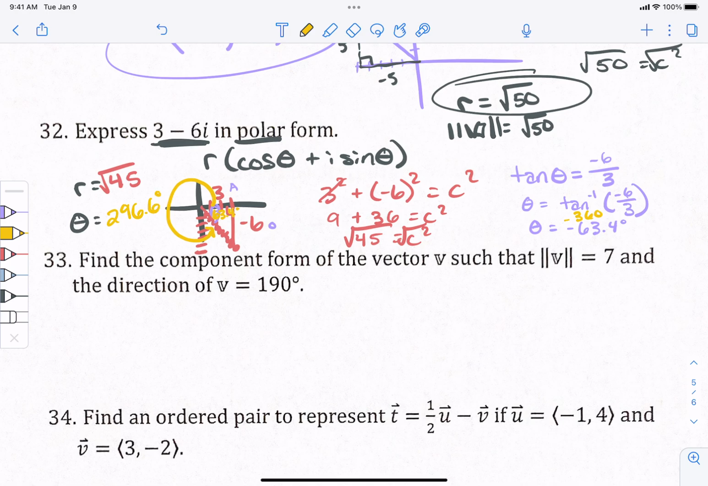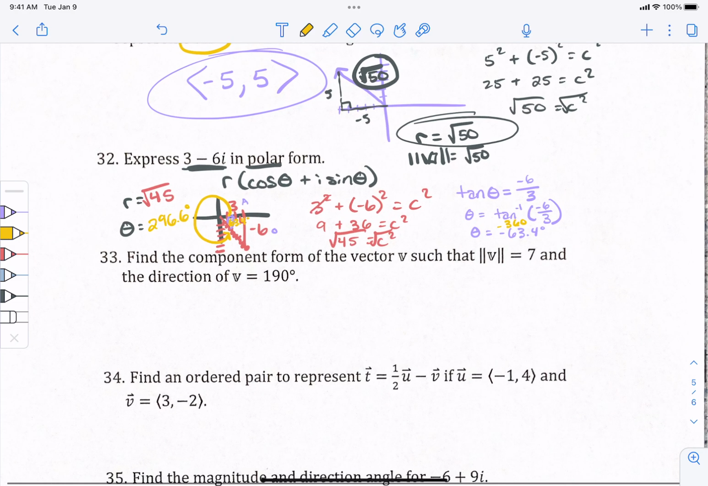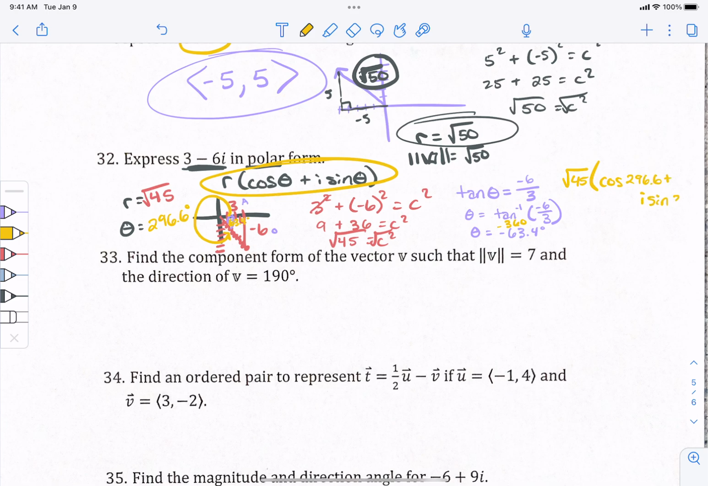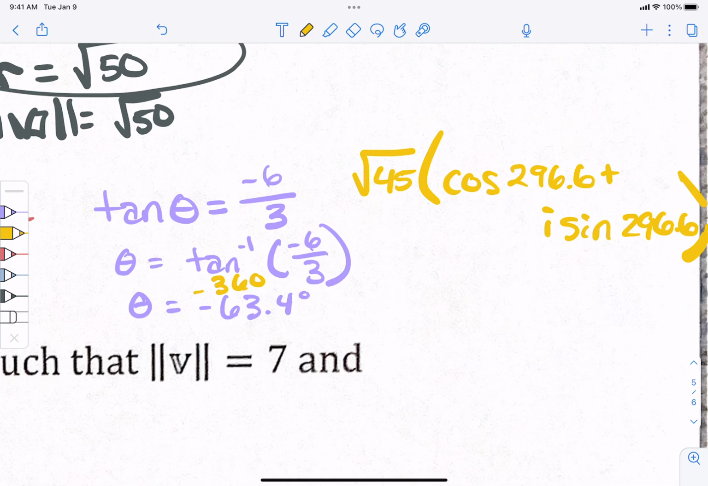296.6 degrees, okay? That seems like a lot of work, but the more you do it, the easier it becomes. And in polar form, if we write it out in this form right here, it is the square root of 45 cosine of 296.6 plus i sine of 296.6, close parentheses. That's what it will look like in polar form. There it is.